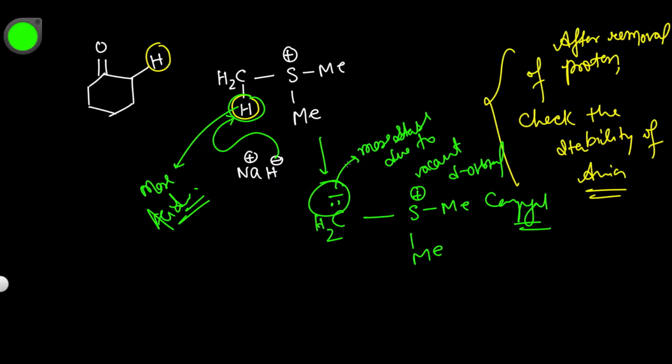So what will we do now? Now we have to do the reaction. We have found the most acidic proton: the H attached to this carbon is more acidic, so the base will take the proton from this position. Let me erase all this. See here, we have something like this: cyclohexanone, and here is the H, and here we have CH3 and SMe2 plus, right?